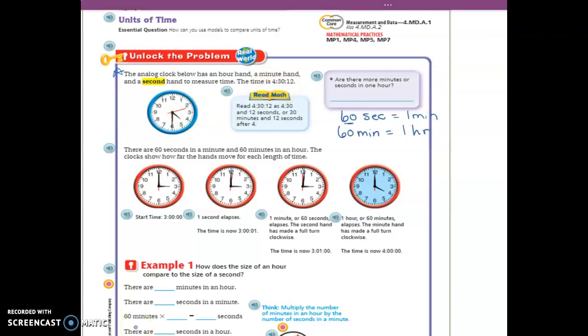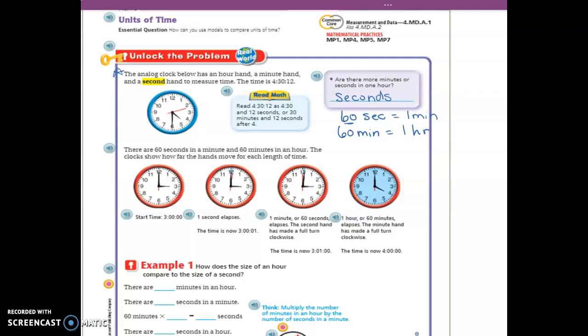Now we know there are 60 seconds in 1 minute, but we know there are 60 minutes. We have 60 of these in 1 hour. So it's safe to say that there are more seconds in an hour. There are 60 seconds in a minute and 60 minutes in an hour, which is what we wrote over here. The clocks show how far the hands move for each length of time.